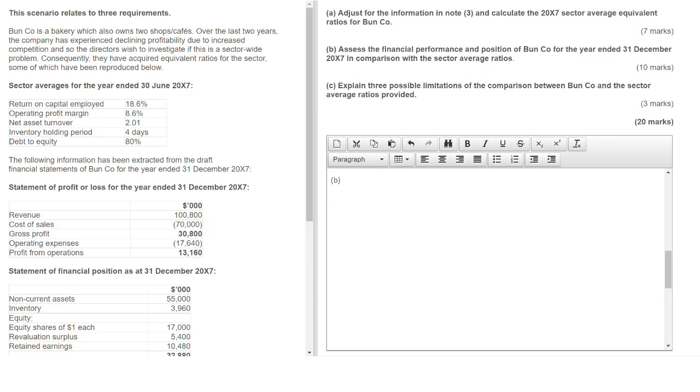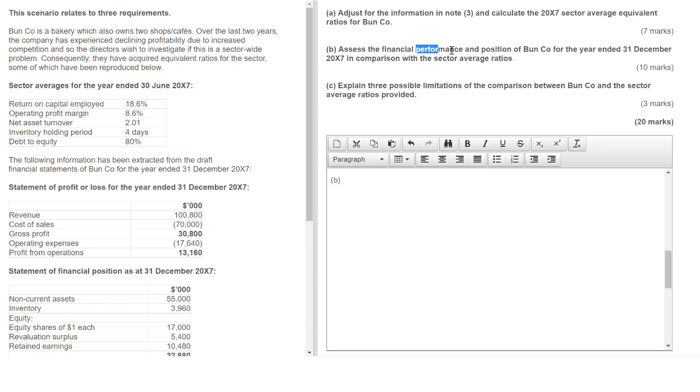Okay then, so having gone through and looked at part A, whereby we've adjusted for the information in note 3, so that be inventory adjustment, where there was that write down to its net realizable value, and we calculated the equivalent sector averages for our company Bun. We're going to go through in this video and look at part B. So part B, pretty bog standard type of analysis question.